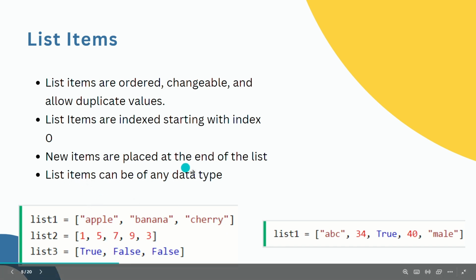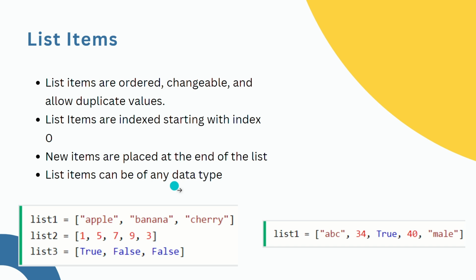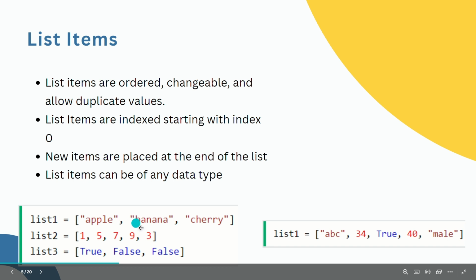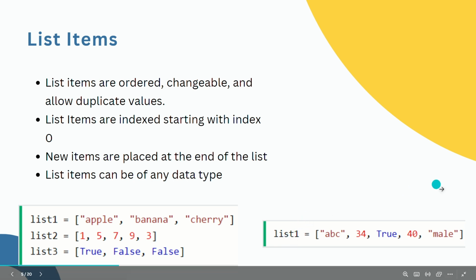New items are placed at the end of the list by default, and list items can be of any data type. As you can see in this example, there are three lists which have been declared. The first one is of string data type, the second one is of numbers, and the third one is boolean. We have true and false values. In addition to all these, you can also have a list with multiple data types in it. Like this example over here, you have ABC, which is a string, then 34, which is a number, true, which is a boolean, again 40, a number, and male, which is a string. So a list can have a single data type as well as multiple data types in it.